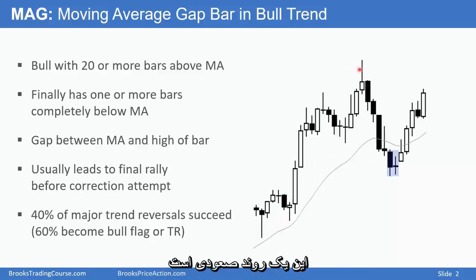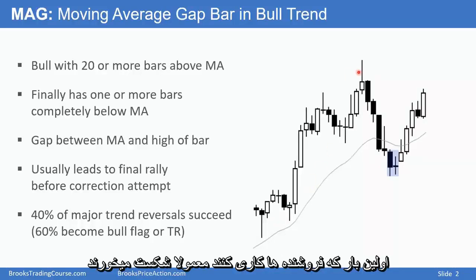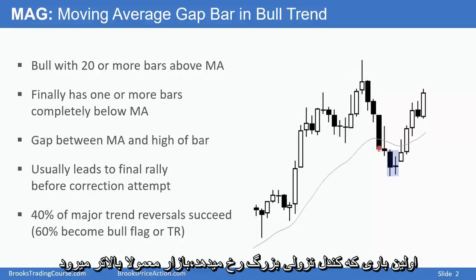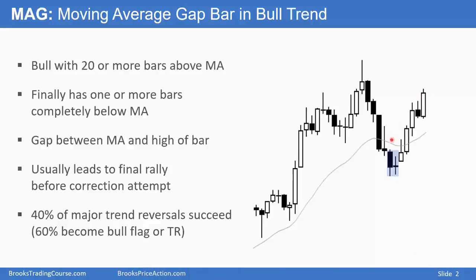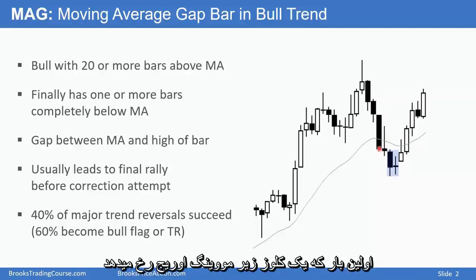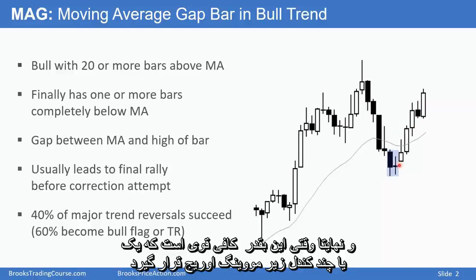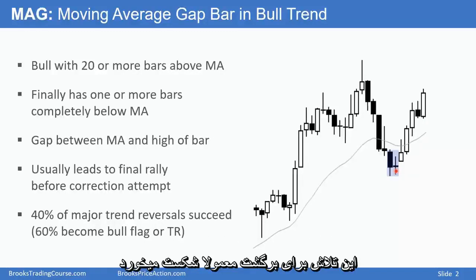It's a bull trend. The first time the bears do anything, they usually fail. The first time they get a bear bar, usually the market goes higher. The first time they get a big bear bar, the market usually goes higher. The first time they get a close below the moving average, the reversal attempt fails and the market usually goes higher. And finally, when they're strong enough to put a bar or a series of bars below the moving average, that reversal attempt usually fails.